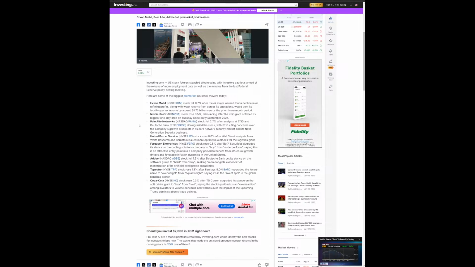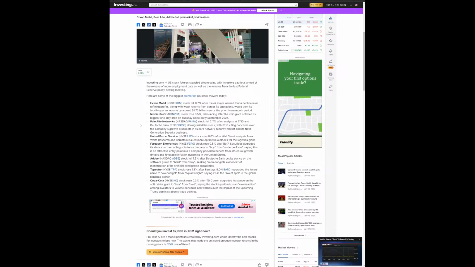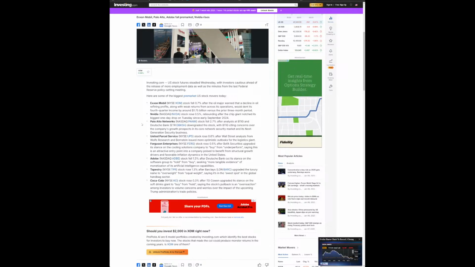Adobe stock fell 1.3 after Deutsche Bank cut its stance on the software group to hold from buy, seeking more tangible evidence of monetization of the artificial intelligence capabilities. Coca-Cola stock rose 0.3 after TD Cowen upgraded its stance on the soft drinks giant to buy from hold, saying the stock's pullback is an overreaction among investors to volume concerns and worries over the impact of the upcoming Trump administration trade policies. All right, that's some news.